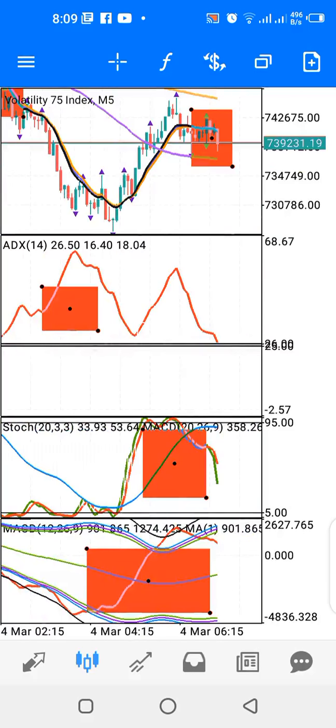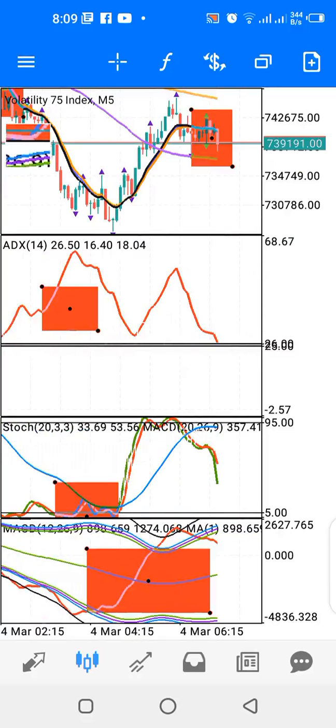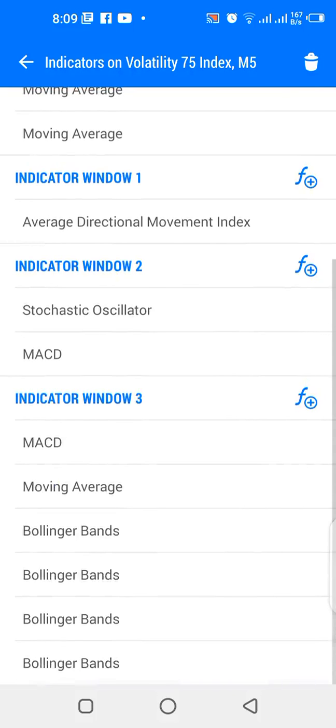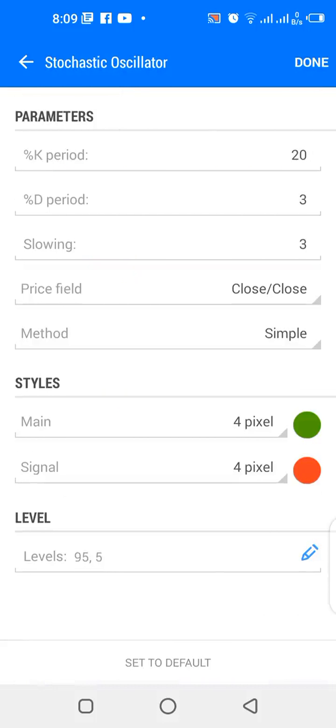Let's go to indicator window 2. Let's look at the settings. We have the stochastic oscillator. The %K period is 20. The %D period is 3. The slowing period is 3. Price field is close on close. Method is simple. The main style color is green, while the signal style color is red for the stochastic oscillator.